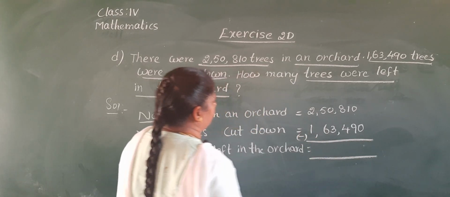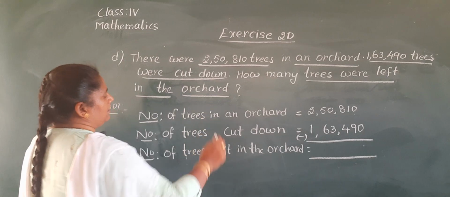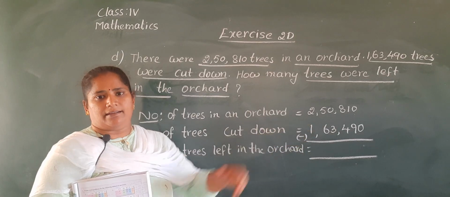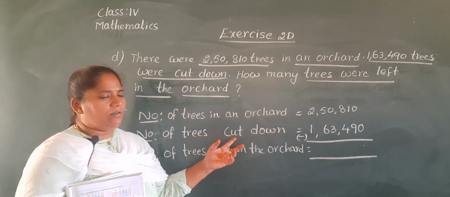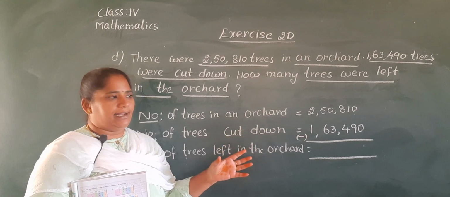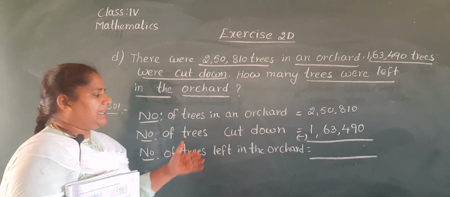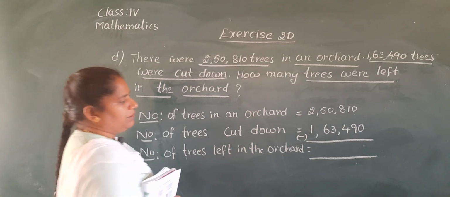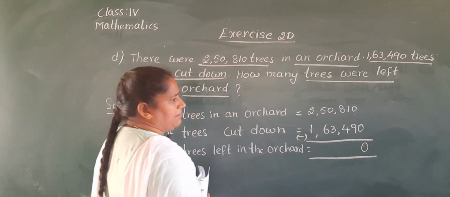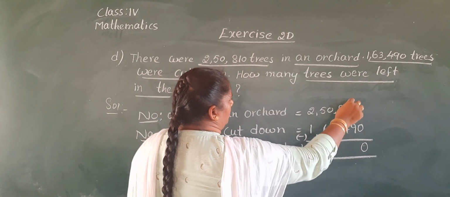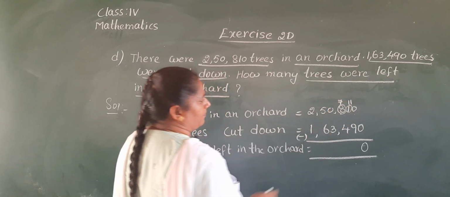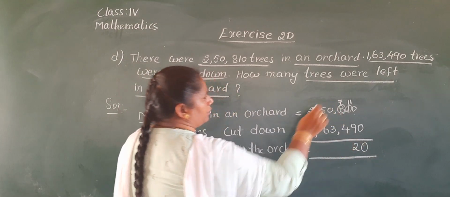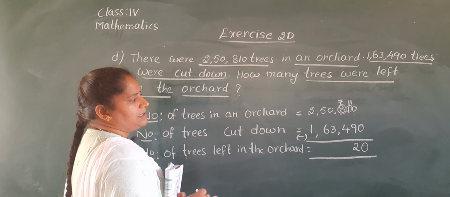Do minus. Okay, ma? Number of trees in an orchard equal to 2,50,810. Number of trees cut down 1,63,490. Number of trees left in the orchard. Left means we do subtraction. Minus. Come on, do. 0 minus 0, 0. 1 minus 9 not possible. So, take borrow. 11. 8 before 7. Now, 9 to 11. 9 after 10, 11. 2. 4 to 7. 4 after 5, 6, 7.